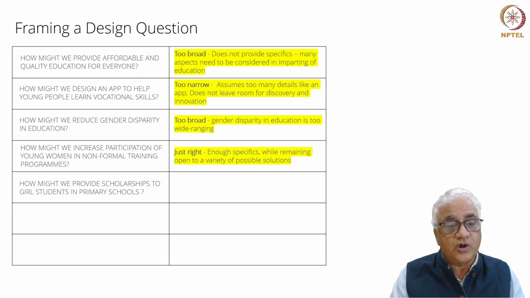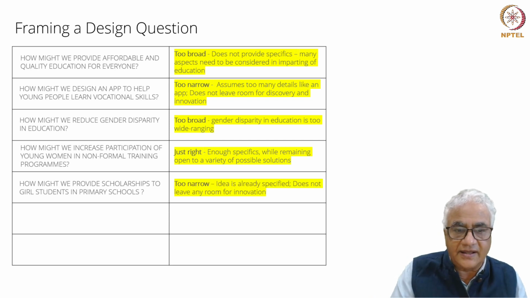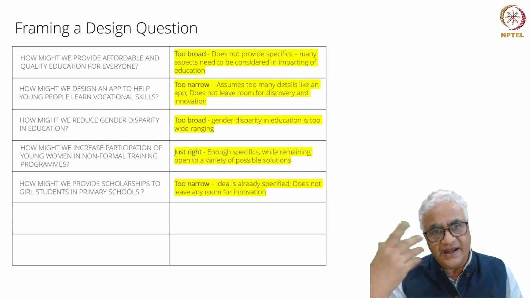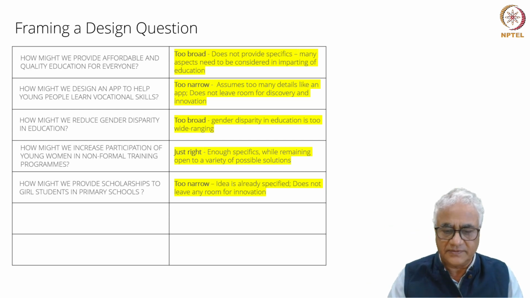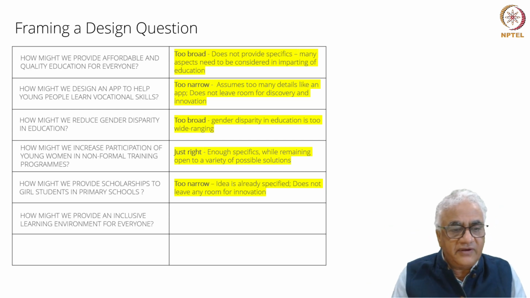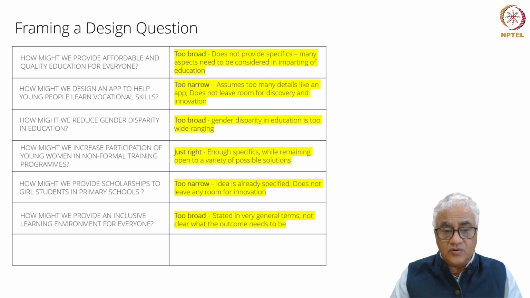How might we provide scholarships to girl students? This I think you know now, because there's already an idea there. It's too narrow. You already decided you want to provide scholarships. How might we provide an inclusive learning environment for everyone? I'm sure you're getting it. Yes, it is too broad.